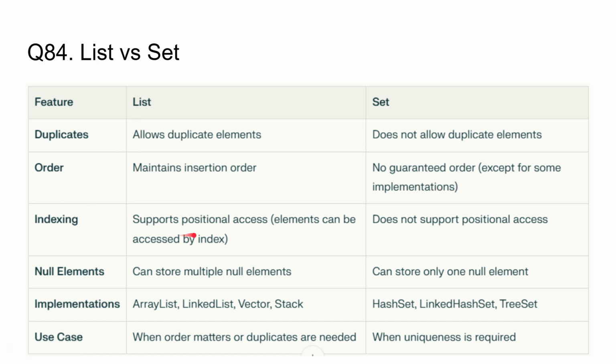Indexing: list supports positional access, so elements can be accessed by the index, but set does not support positional access. Null elements: list can store multiple null elements, but set can store only one null element, because another null would be a duplicate. Implementations: some implementations of list are ArrayList, LinkedList, Vector, Stack, etc., whereas some implementations of set are HashSet, LinkedHashSet, TreeSet, etc. Use case: whenever order matters or duplicates are needed, we can use list, or else when uniqueness is required, we can go with set.